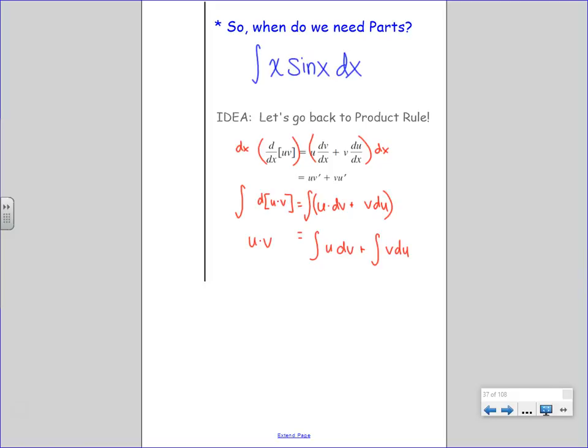Wait, is that first one u dv? Right? Yes. How did you get rid of the derivative on the other side? This is the derivative of the product rule, so the integral of the derivative, just think FTC. They're inverses of each other.